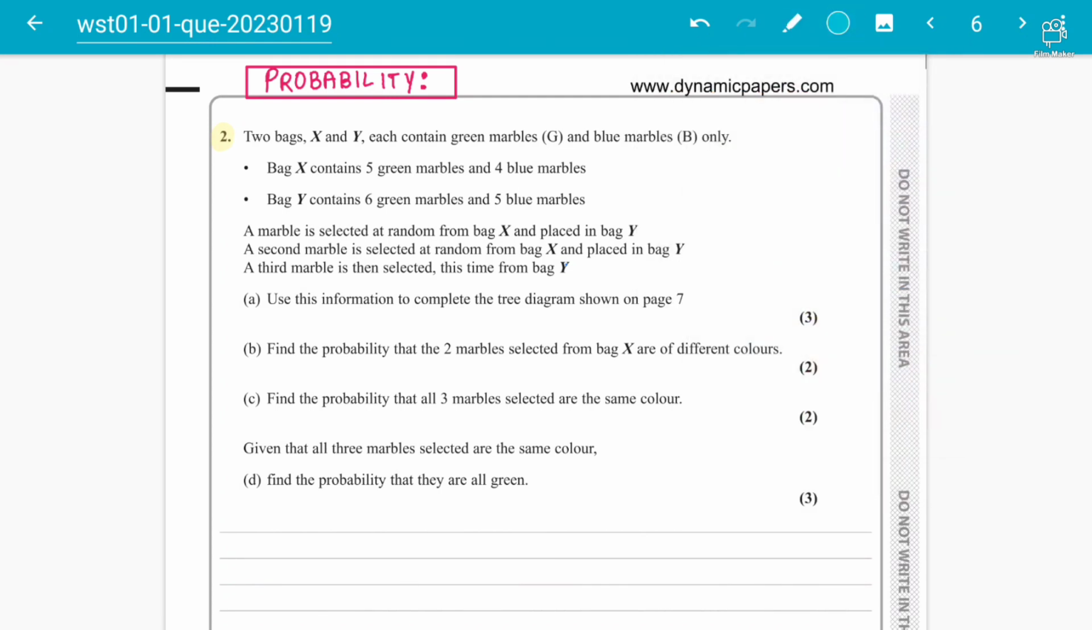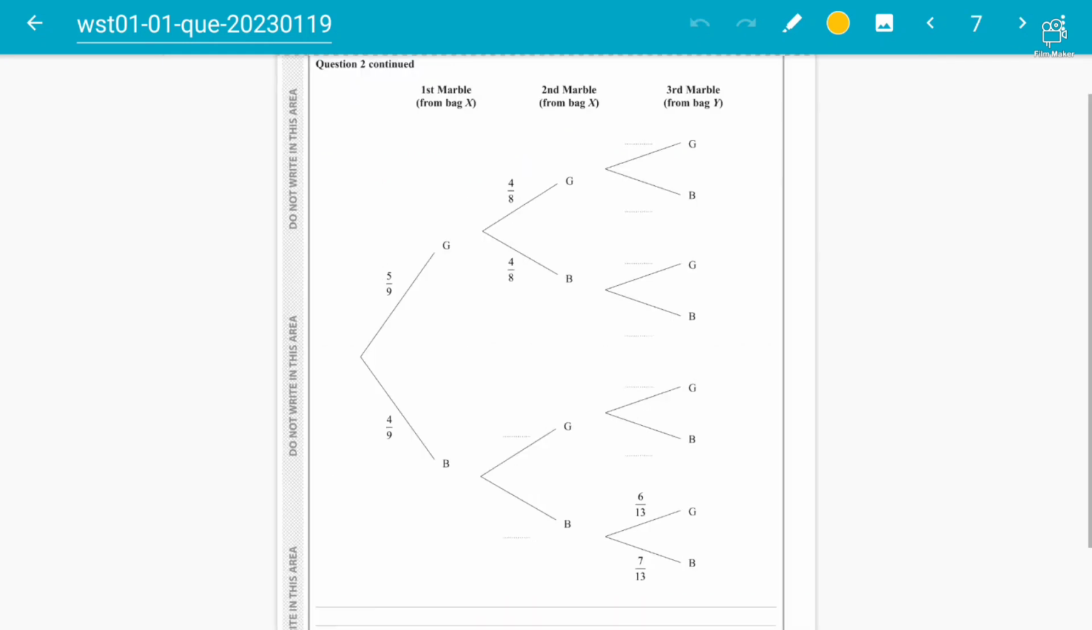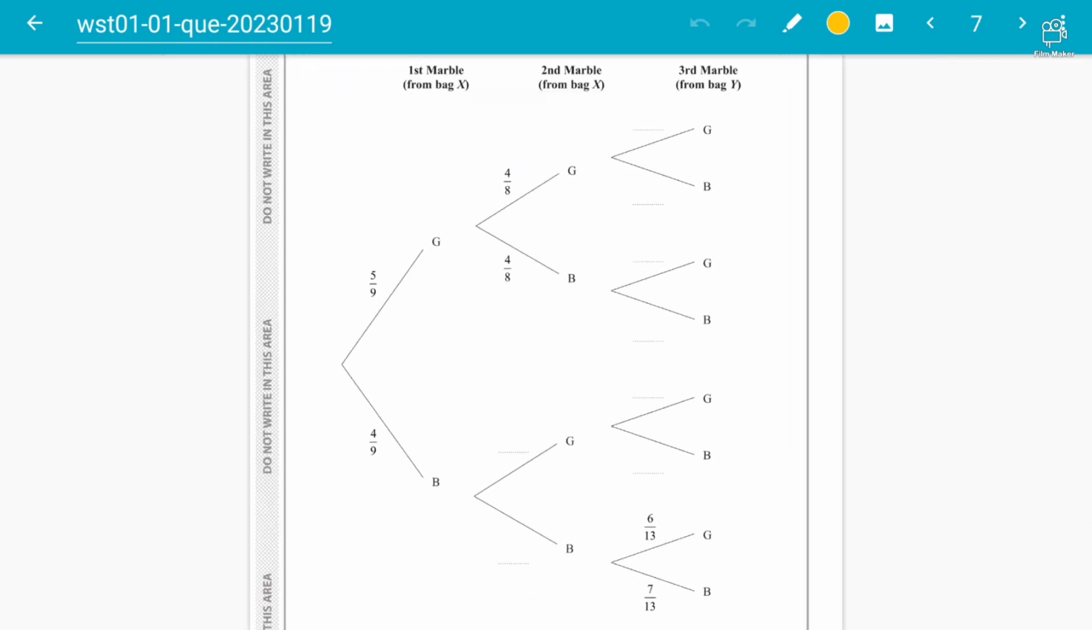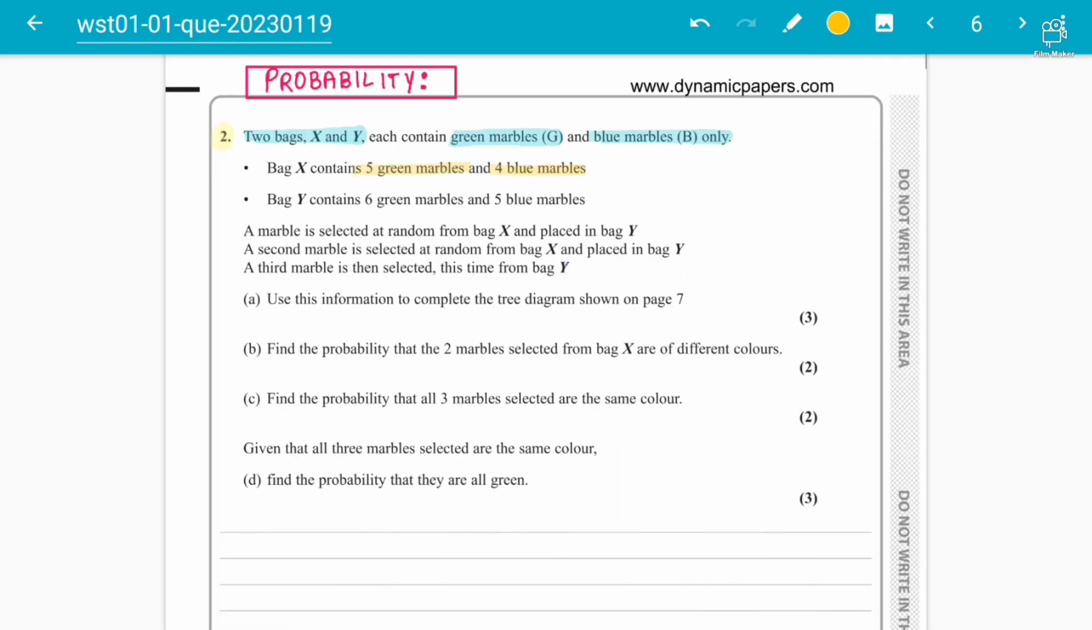The information is important to understand. They are saying that two bags are there, X and Y, each containing green marbles and blue marbles only. Bag X contains 5 green marbles and 4 blue marbles, so the probabilities are 5 upon 9 and 4 upon 9. Bag Y contains 6 green marbles and 5 blue marbles. This is the information given.